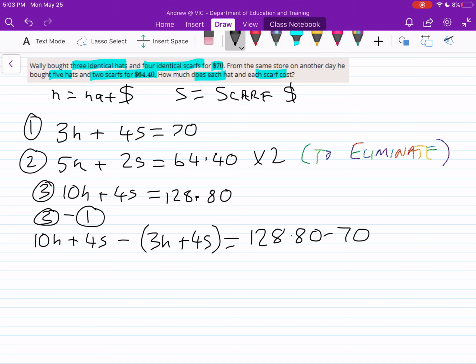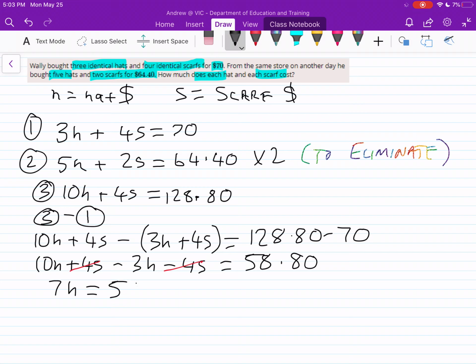Okay, so with this, we just need to expand out our bracket here. So we've got 10H plus 4S minus 3H minus 4S. And this is going to be equal to $58.80. Alright, so our minus 4S, positive 4S cancel out, perfect, we've eliminated. Now we've got 10H minus 3H, so 7H is equal to 58.80. Okay, so H we need to divide by 7. H is going to equal $8.40.